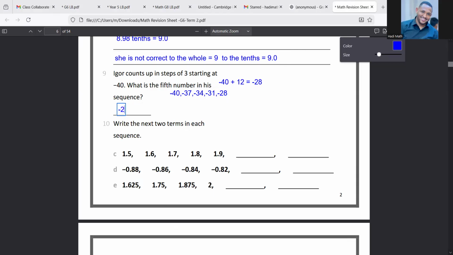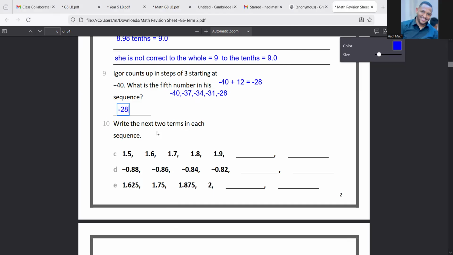The best way to do it is here. They want the fifth. Remember, if you're given the first and you want to go to the fifth, you need to add the difference 4 times. So 3 multiplied by 4 is 12. Then you say negative 40 plus 12, because sometimes they could ask you, not the fifth, but the 20th. Then you say 19 multiplied by 3 is equal to 57. Then after that, you add it to the negative 40.